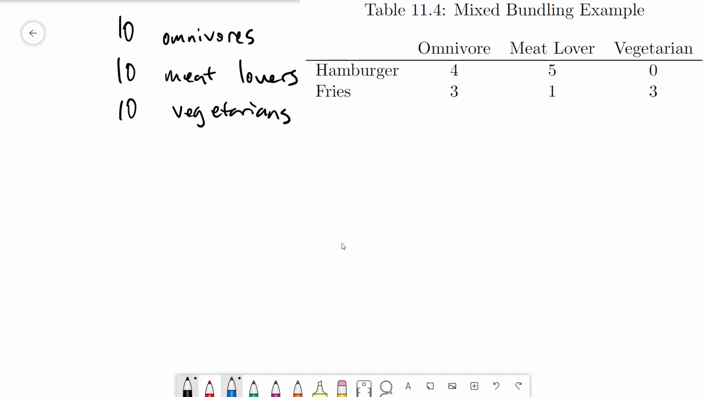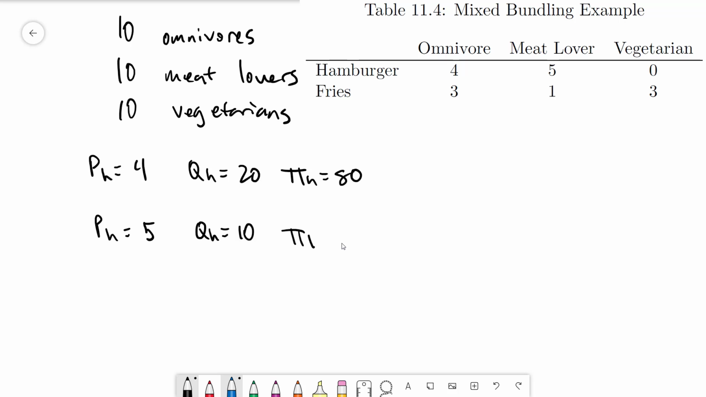For the hamburger, we have 2 prices that we need to try, 4 and 5. There is a third choice here, 0, but of course that's going to make us 0 profit, so we won't entertain that option. If we price at 4, we're going to sell to both the omnivores and the meat lovers, so our quantity of hamburgers will be 20, and our total profit will be 4 times 20, which is 80. If we choose 5, we're going to sell only to the meat lovers, so that will be 10 quantity with a profit of 5 times 10, which is 50. It's clearly the better choice here to choose price of 4.